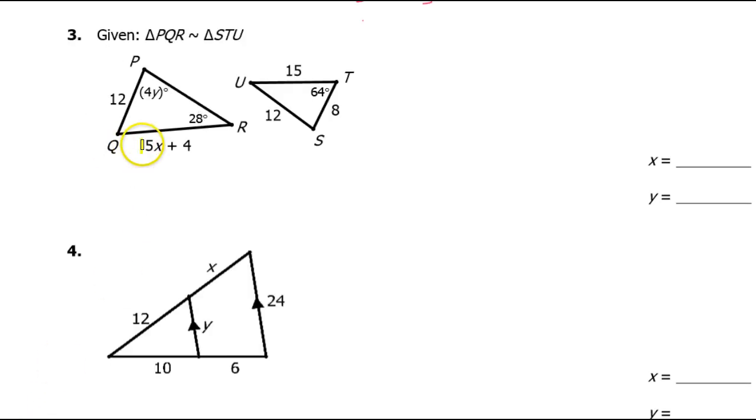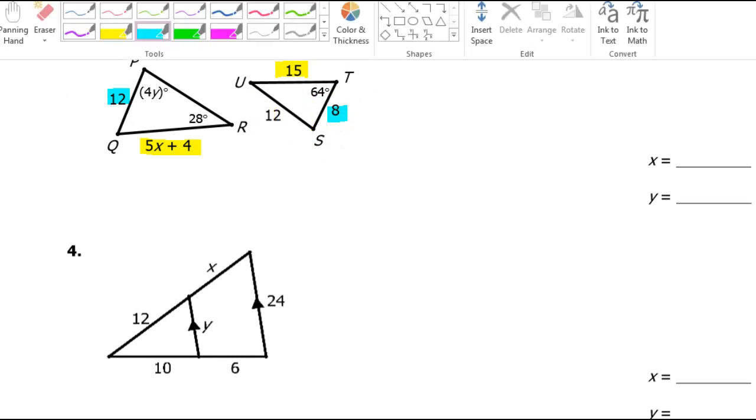Alright, I need to find x. So I'm looking at QR. QR is going to correspond with TU. So those are corresponding parts. Okay, and then I look back at the same triangle and I see a 12. That is PQ. So here's PQ, and that's going to correspond with ST. So there's ST. So those are corresponding parts.